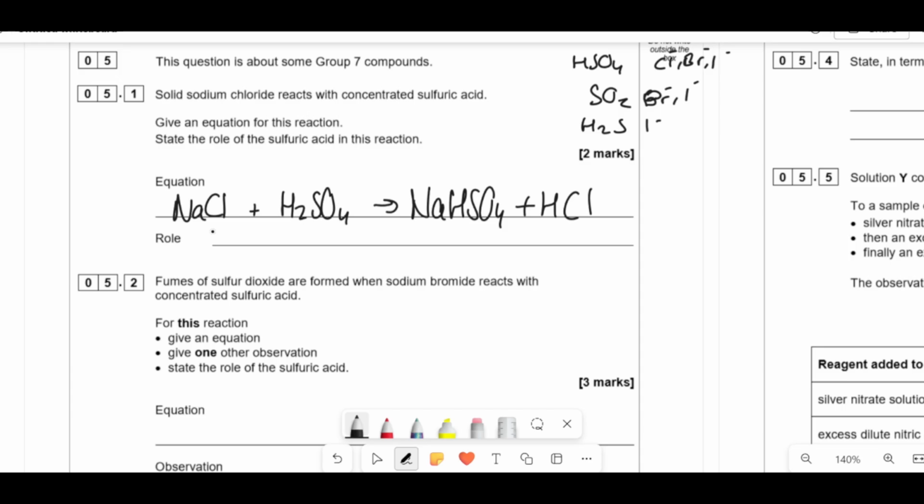So here, the question's also asking you, what's the role of the sulfuric acid in this reaction? So if you look at what's happening to sulfuric acid, it's going to SO4, still SO4, but it's lost an H. So anything that loses an H is immediately a proton donor, which means it's an acid as well.